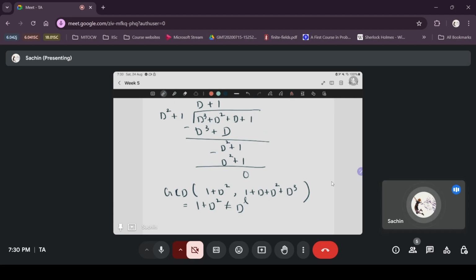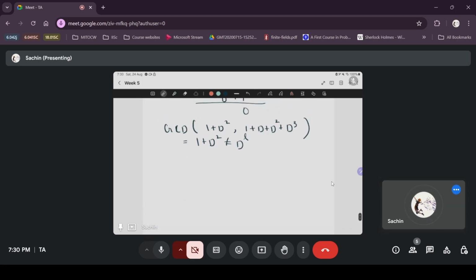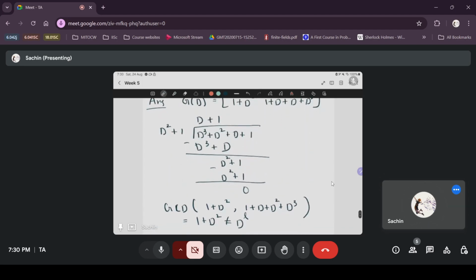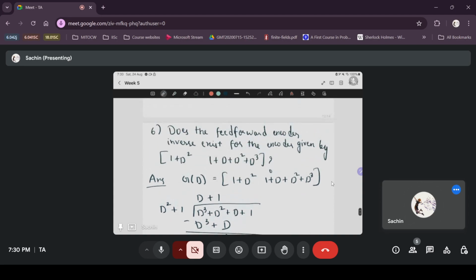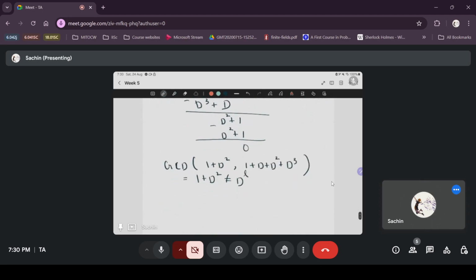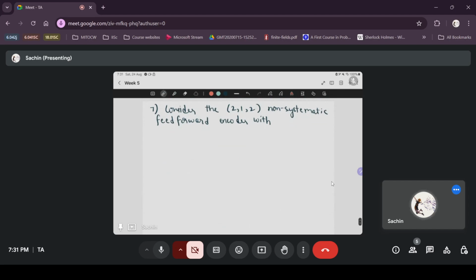But we can't just conclude from this that the inverse doesn't exist. We will have to check another condition given in the lecture. We'll do that later. But if you get this to be some power of D, then the inverse will exist. But the inverse need not be the feed forward encoder inverse. That's all I'll say for now. We'll come back to that later. Okay, question 7, we'll continue with that.